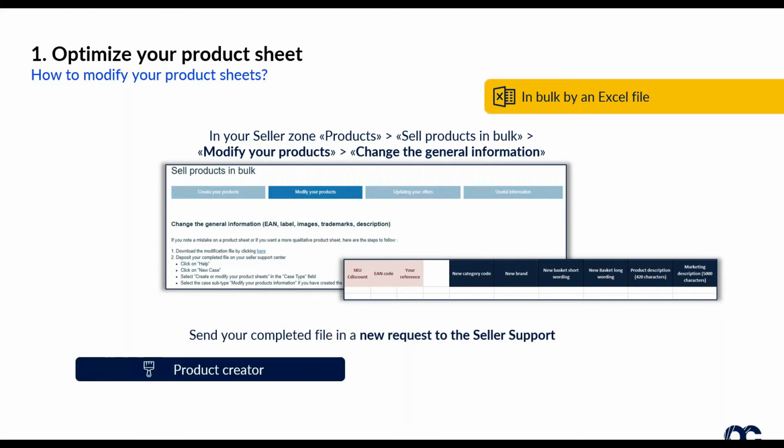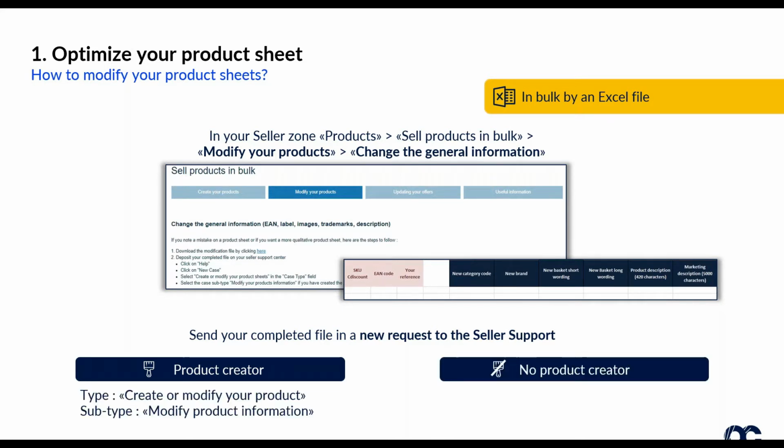If you are the product creator, you must select the case type, create or modify your product, and then the subtype, modify product information. And if you are not the product creator, you must select the case type, create or modify your product, and the subtype, report a product sheet error. Like the unitary modification, the in-bulk modification will be effective within 24 to 48 working hours.